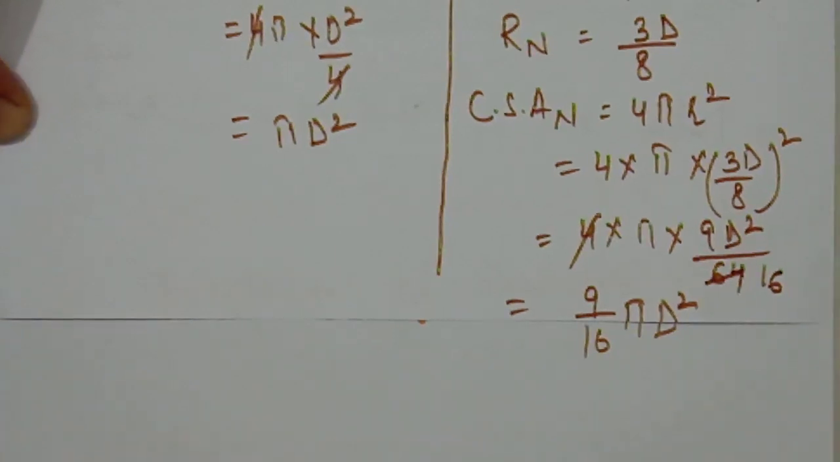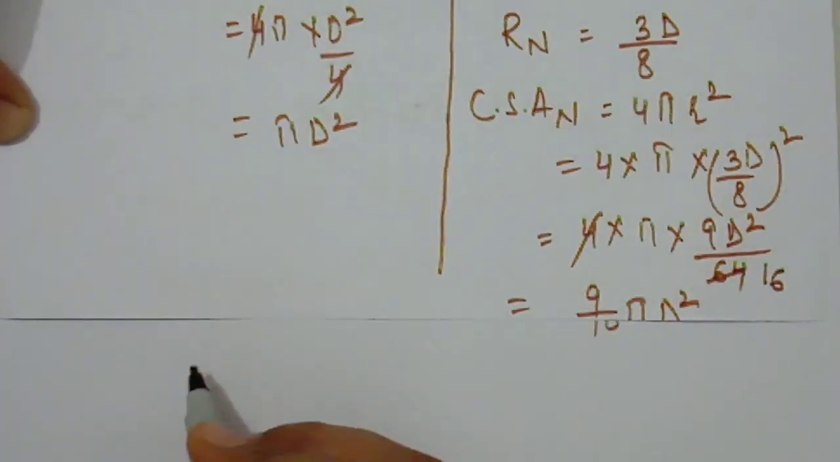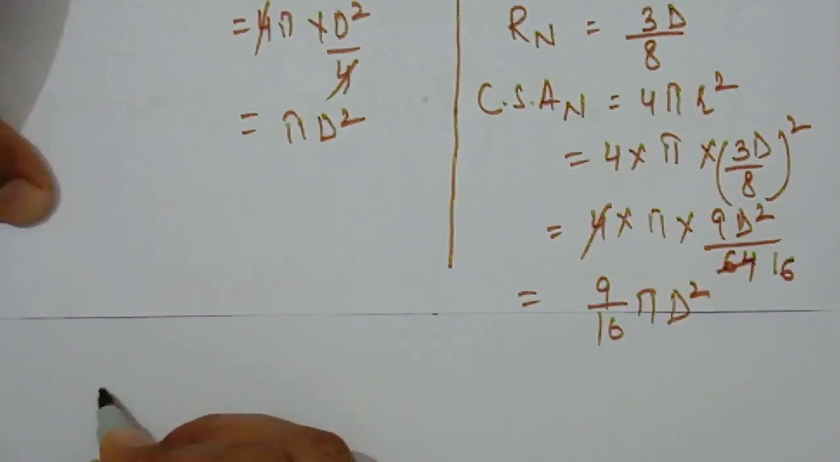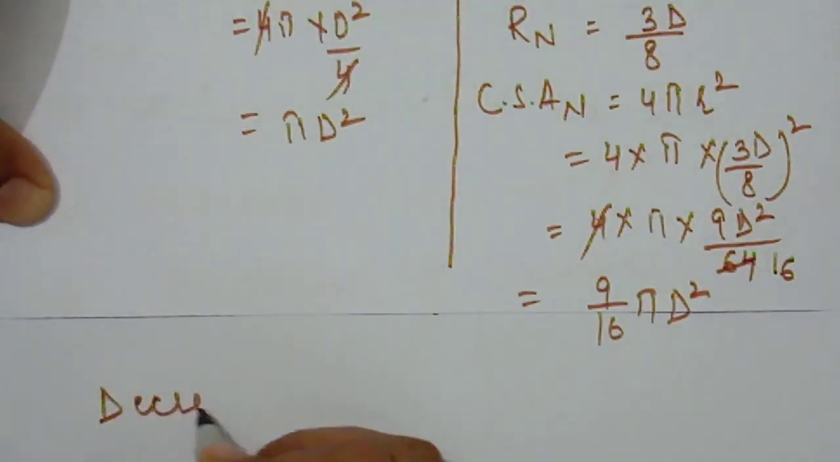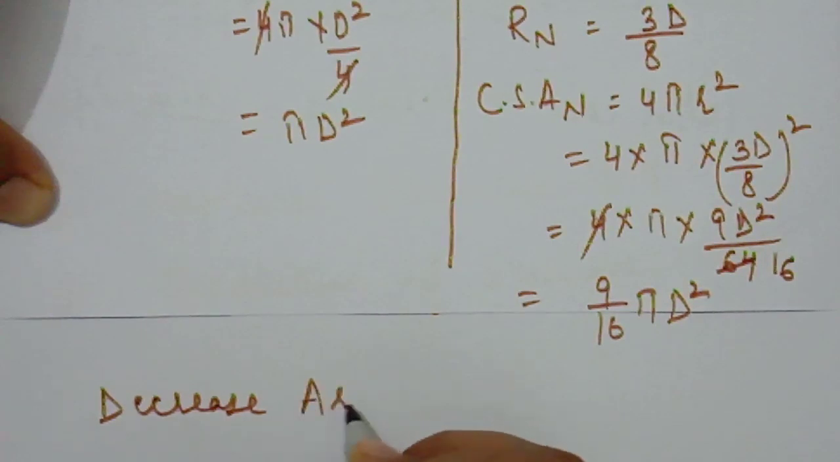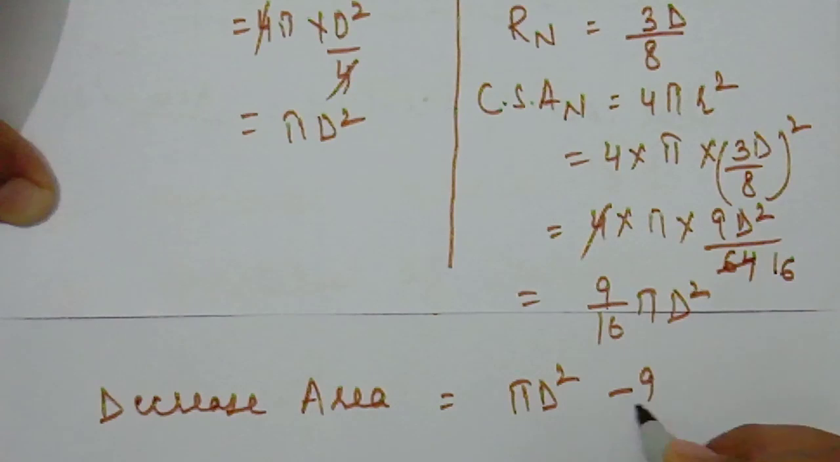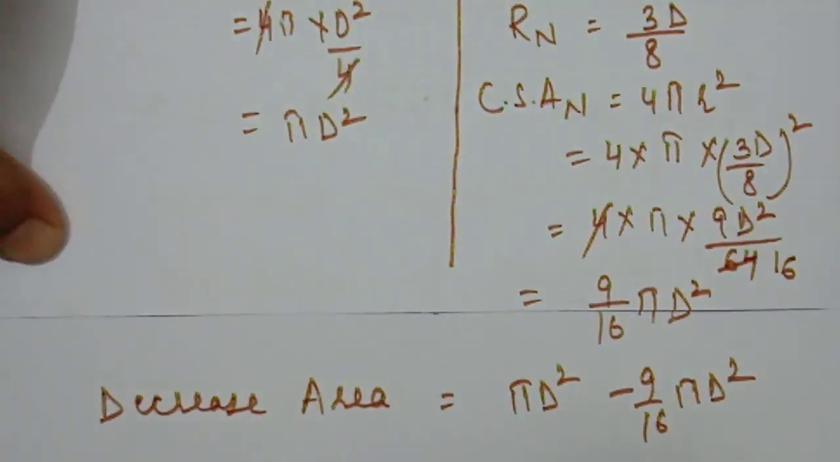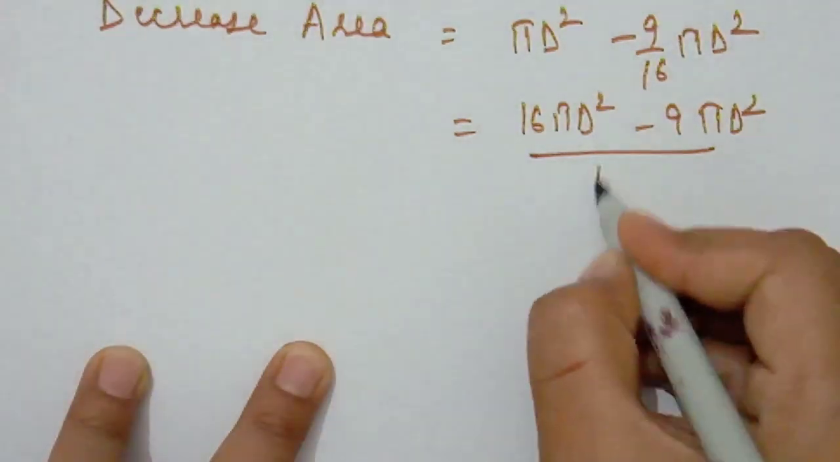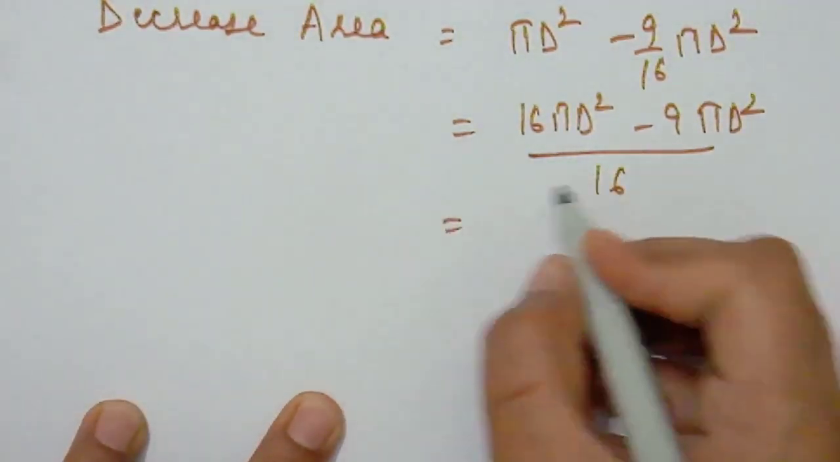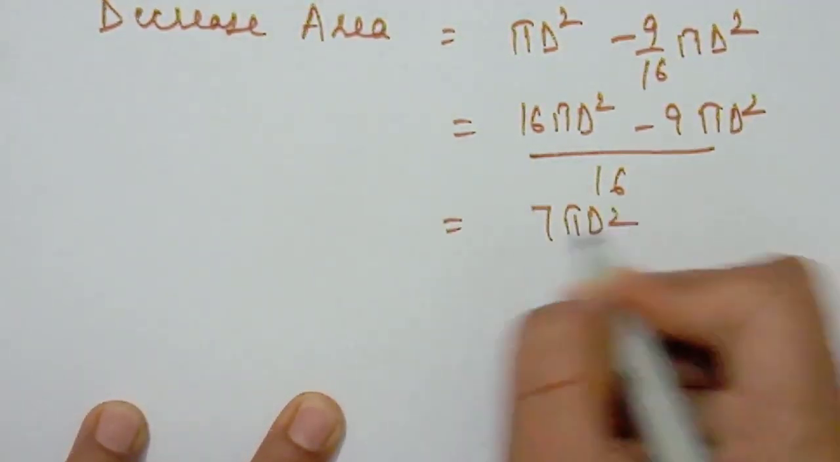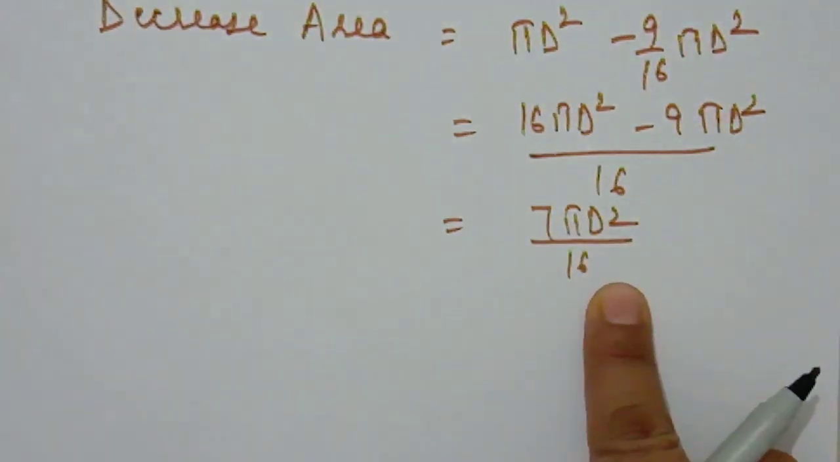First of all we have to find the decreased area. So for finding the decreased area, we have to subtract the new area from the original area. Then it is 16 pi d square minus 9 pi d square. We will take LCM and then it is 7 pi d square upon 16. This is the decreased area.